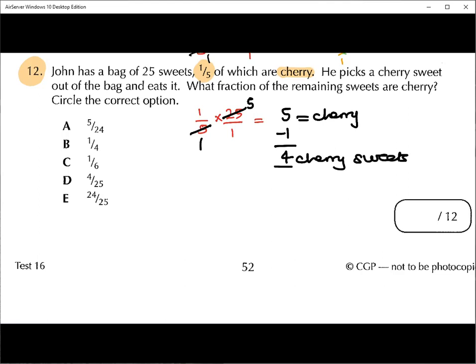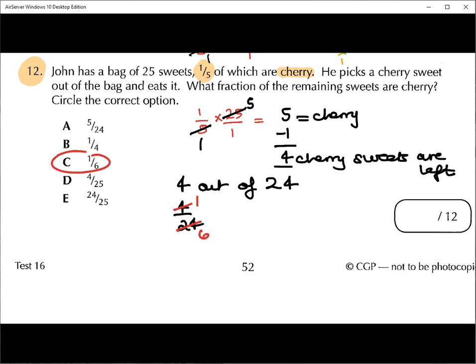So you finish the question when you got the answer that altogether he has 4 cherries. You do 4 divided by 24 because now he has 24 sweets altogether. When you divide 4 by 24, you get the answer 1/6. Fantastic. That's how we do it.